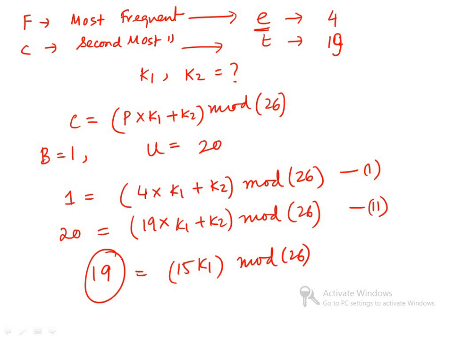So in that case, the initial assumption becomes wrong. So in this case, suppose K1 is 3 and K2 will come as 15. Right? So 3.